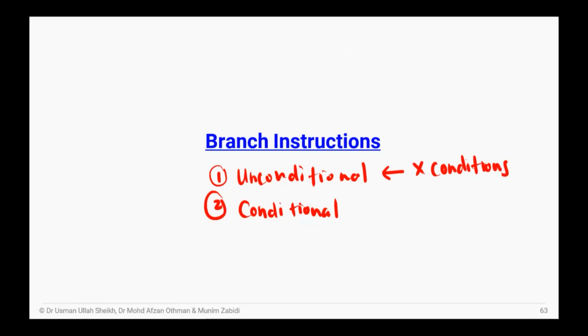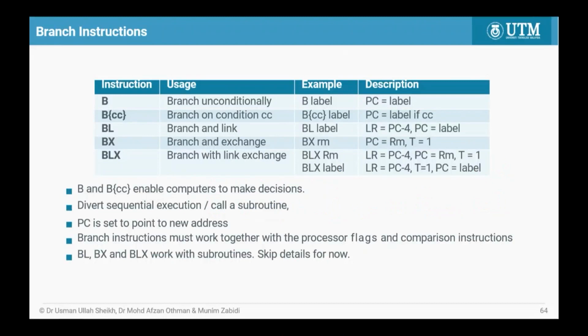But for the conditional branch, the branch only happens if a certain condition is met. So if the condition is met, then you branch or jump to that address. This is an example of the branch instructions available in ARM assembly language. We have the B. B stands for branch unconditionally, meaning there's no need to meet a certain condition. You just branch anywhere, anytime you like. So by using this B, for example, B label means that you ask the PC to go to this label. No need to look at the condition.